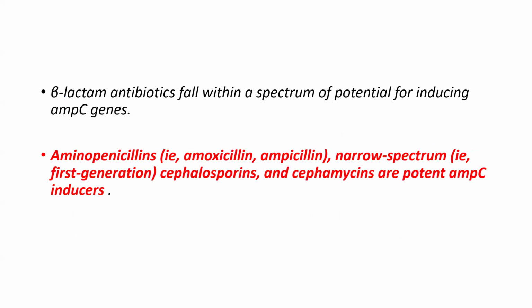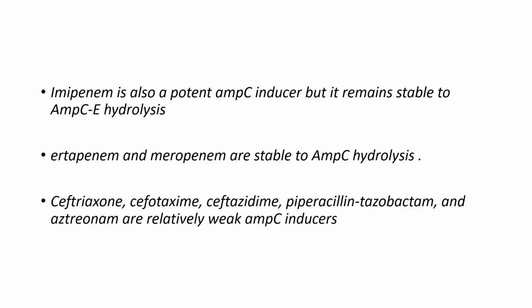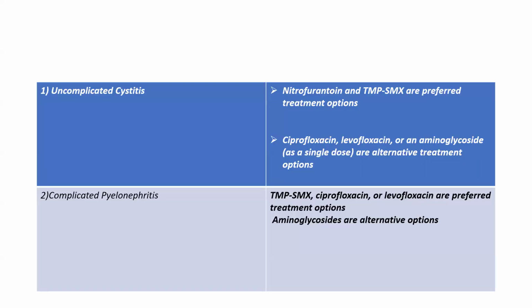So beta-lactam antibiotics fall within the spectrum of potential for inducing the AmpC gene. Now the aminopenicillins, that is amoxicillin and ampicillin, narrow spectrum, that is first generation cephalosporins, and cefamycins, these are potent AmpC inducers. Imipenem is also a potent AmpC inducer, but it remains stable to AmpC hydrolysis. Ertapenem and meropenem are stable to AmpC hydrolysis. Ceftriaxone, cefotaxime, ceftazidime, piperacillin-tazobactam, and aztreonam are relatively weak AmpC inducers.